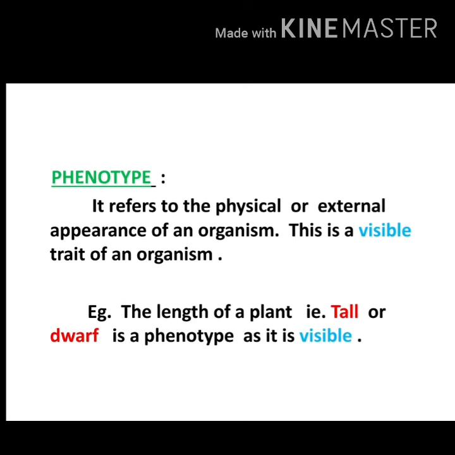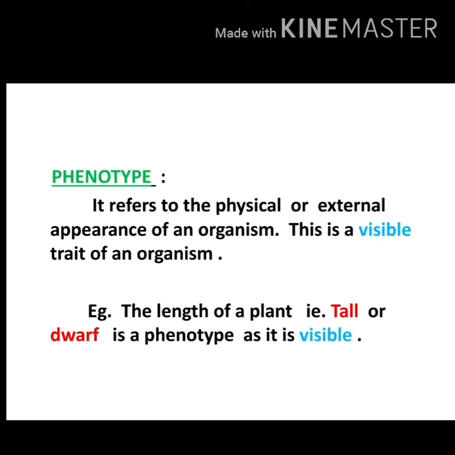The previous one, genotype, I had told you the tallness can be represented by capital T or capital T small t. But by seeing the plant from outside, can we understand whether the genes are capital T or small t? No. Only when we learn the genetic makeup, we can understand whether they have two capital T's or one capital T and small t. We represent the tallness or dwarfness by using the alphabet.